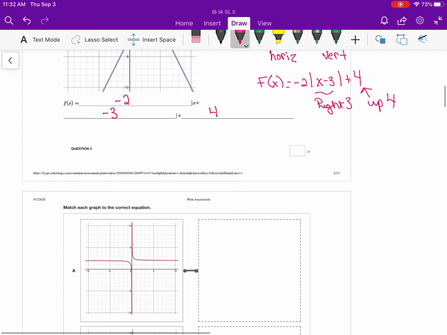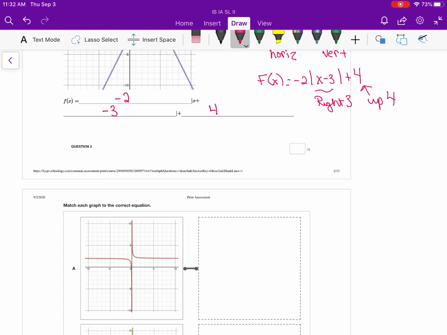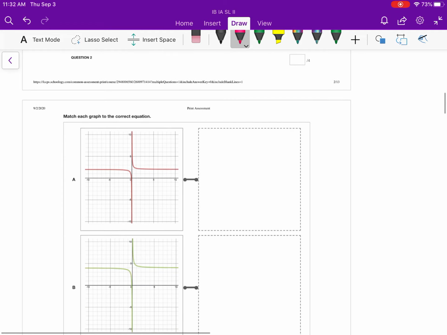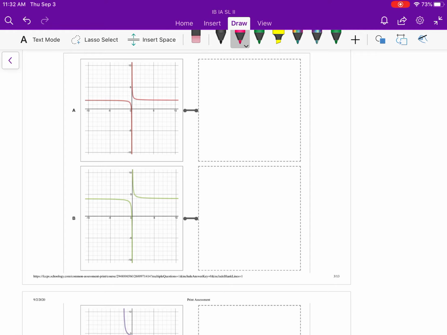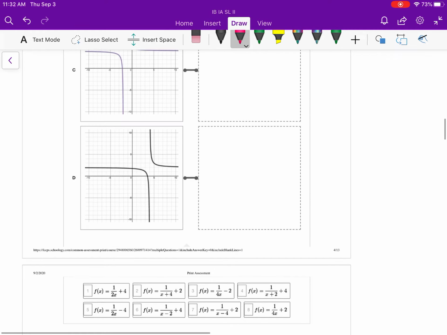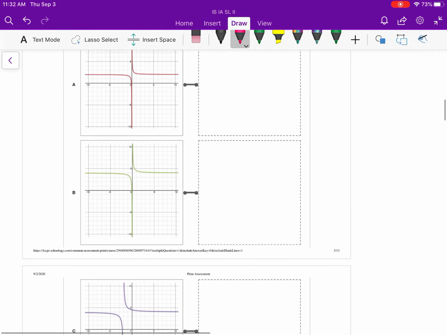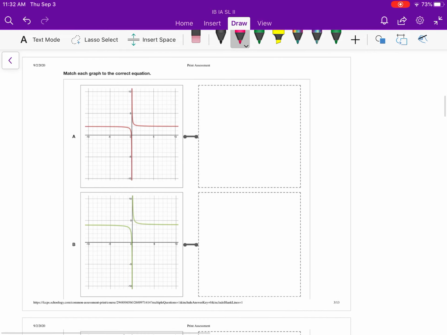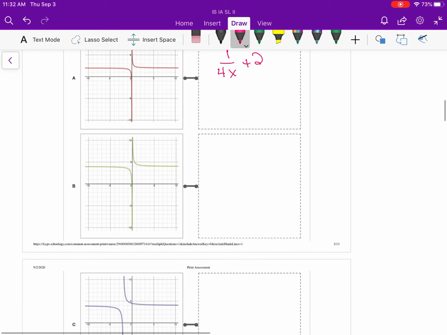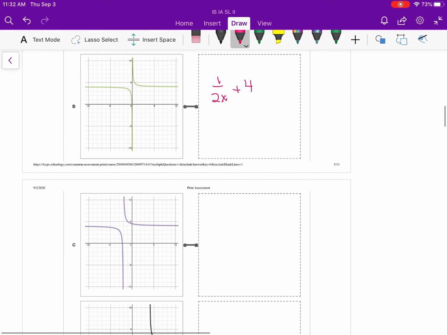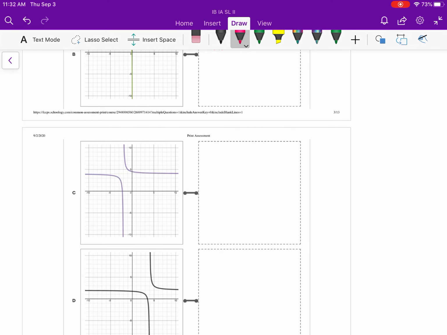Okay, then in our next question, I would just put those, as some people said, in Desmos or your calculator or whatever, and you guys can figure that out. I mean, that is literally just putting them in a calculator. I'm pretty sure this is 1 over 4x plus 2. This is 1 over 2x plus 4. And you can look at the horizontal asymptotes and the vertical asymptotes. That's what's changing. So that's important to notice.